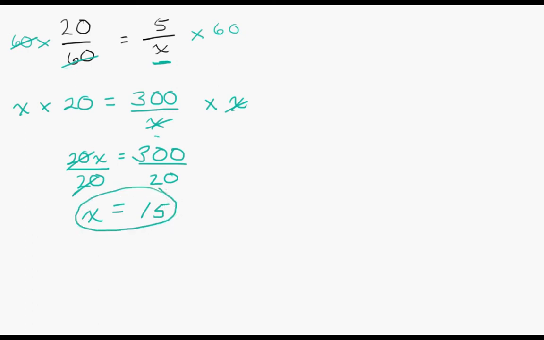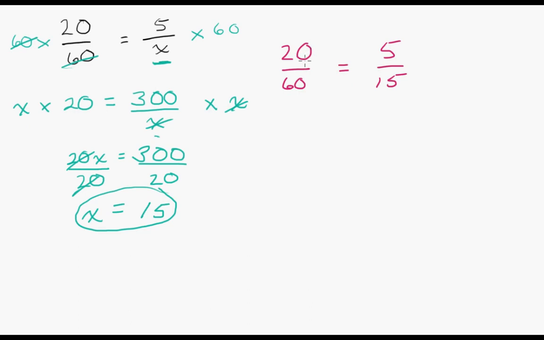Now we can actually go through and check our answer. Because we're dealing with equivalent fractions, we're just going to sub our answer back into the original question. So 20 over 60 equals 5 over 15. Now if we reduce these two fractions to lowest terms, we should get the same answer.